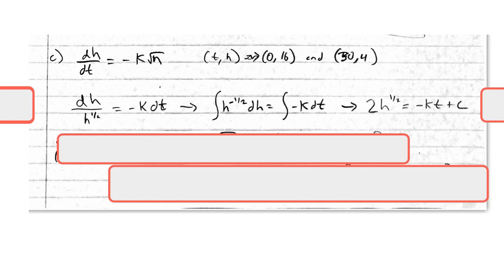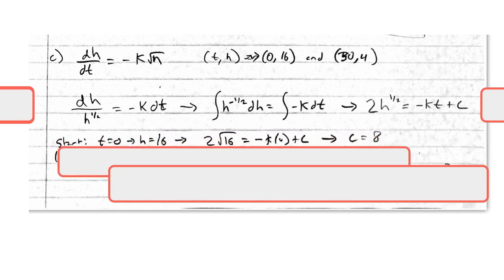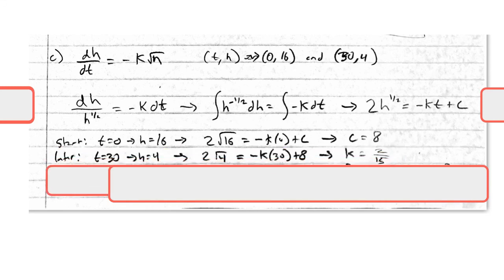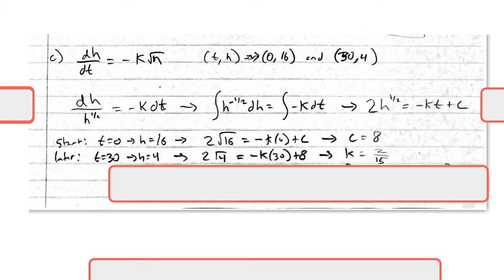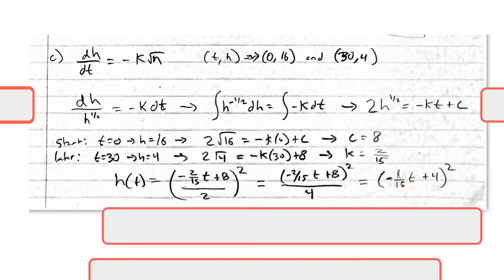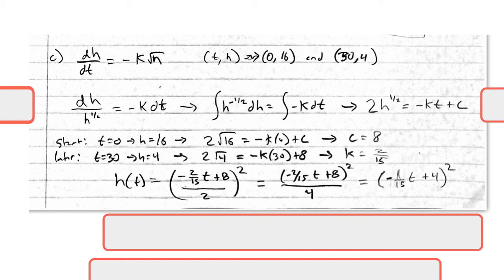So I can find k and I can find c. Usually something with 0 is what you want to use first. And so we'll plug in, I believe I started with t equals 0, h equals 16. You solve it, you get c equals 8. And then 30 and 4 allows us to solve for k. k is 2/15. And then we just plug in and isolate h of t. So there's a few different ways you could have your answer look. All right, hope that helped. Thanks.